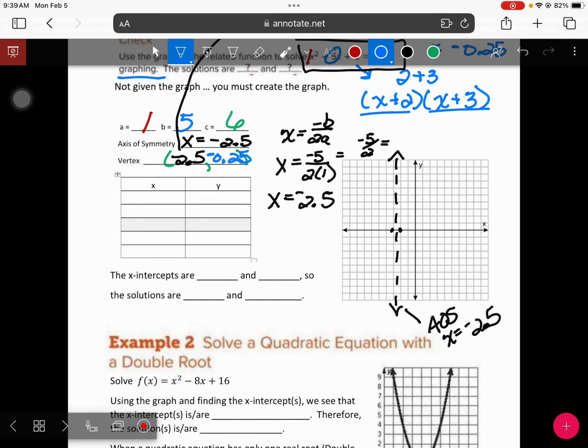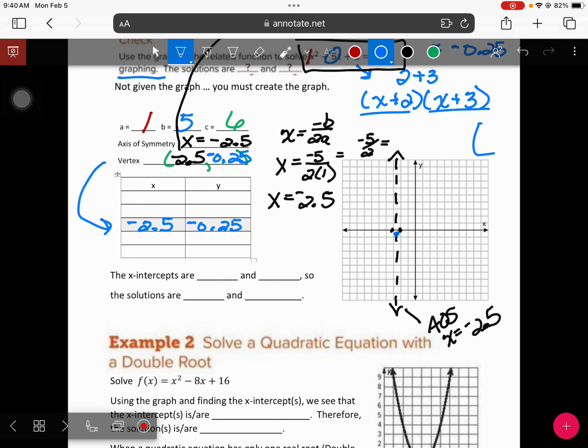That's your vertex. So the whole line would be negative 1. This is just below it. Okay? So vertex, your vertex always goes in the middle. So I'm going to put negative 2.5 here. And its y-coordinate negative 0.25 here.